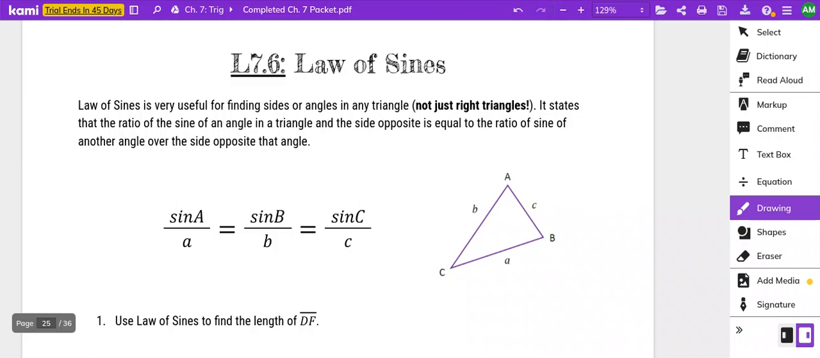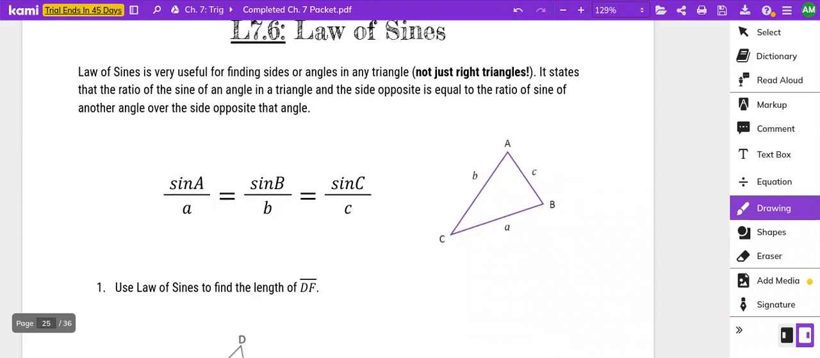This is lesson 7.6, law of sines. So law of sines is very useful for finding angles or sides in any triangle, not just right triangles. It says that the ratio of the sine of an angle in a triangle and the side opposite is equal to the ratio of the sine of another angle over the side opposite of that angle.